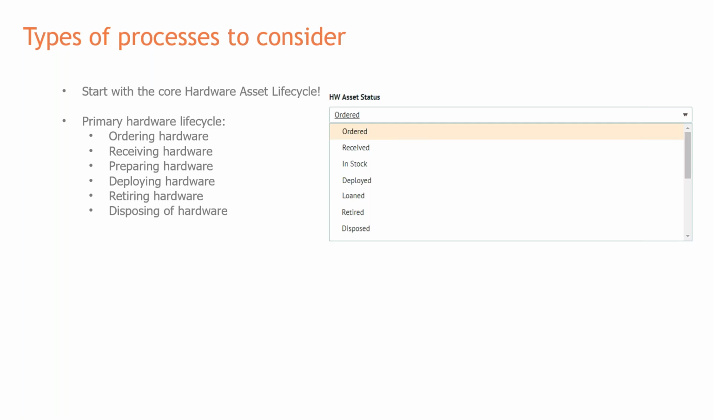Each of these functions, as they move through the life cycle, we need a process for. How do we do it? Who does it? What exactly does that mean? What does it actually involve? Deploying a piece of hardware does not just involve taking it out of the cupboard and putting it on the desk. We know there are other things involved, but exactly what those are, that's what we need to consider. That's what we need to document.